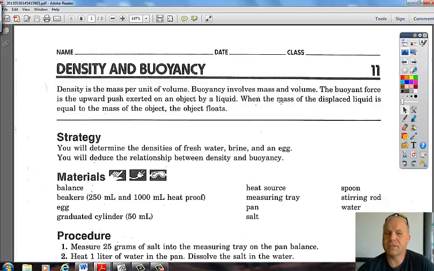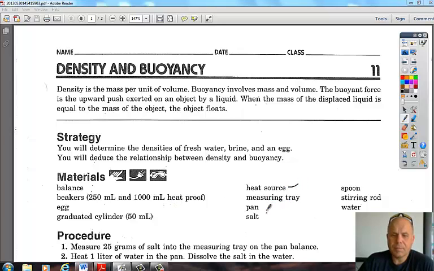Notice this is density and buoyancy. This lab is going to give you the opportunity to do some of these same things, but it's going to give you the background on density that you may have forgotten. So you'll notice the balance, beakers are the same, two different ones. This one, an egg, I can get you an egg. Graduated cylinder, a heat source, we'll just use a hot plate there. Measuring tray, pan, salt, spoon, stirring rod, and water. And it's just giving you a chance to work with some density.